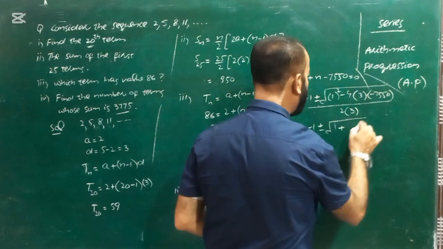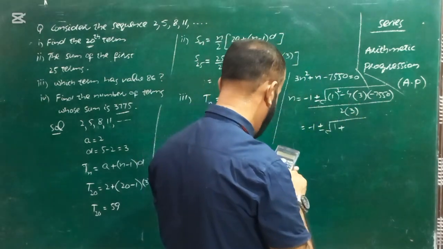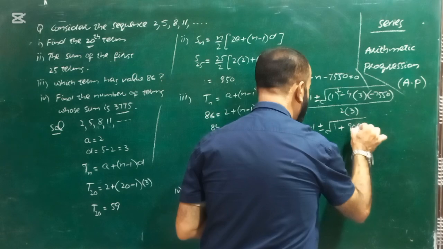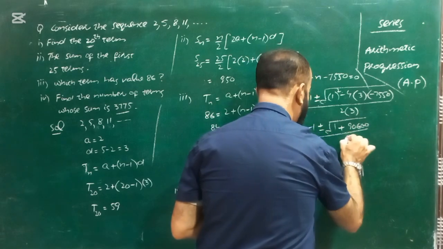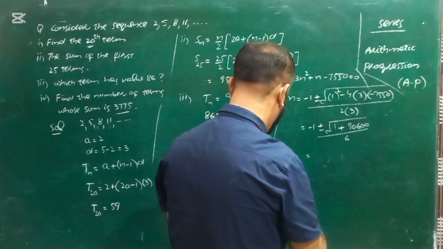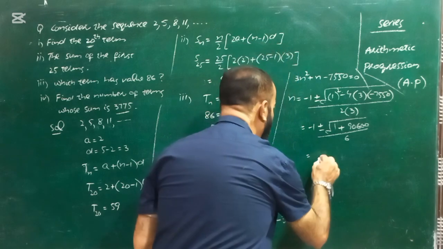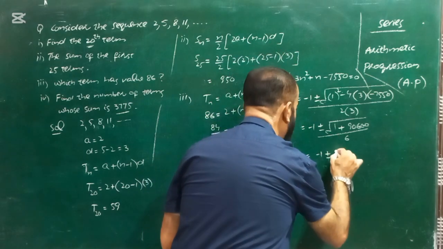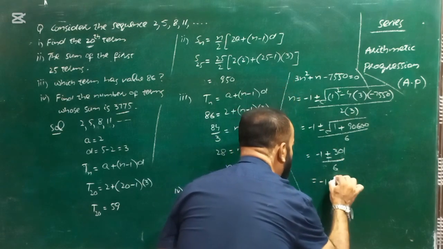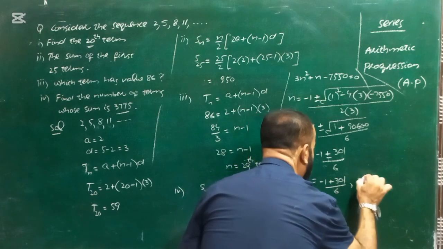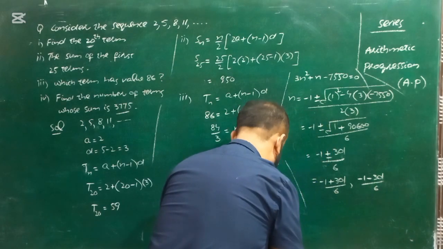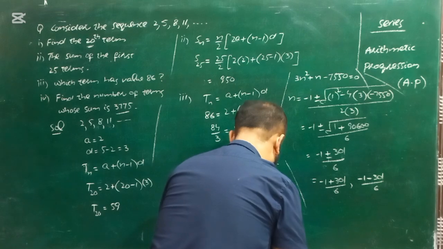Minus minus will become plus. So 7550 multiplied by 12 is 90600, divided by 6. From here you will see plus 1 square root. So minus 1 plus minus 301 over 6 is there. From here you can see minus 1 plus 301 over 6 and minus 1 minus 301 over 6. So from here 300 over 6, it is 50.